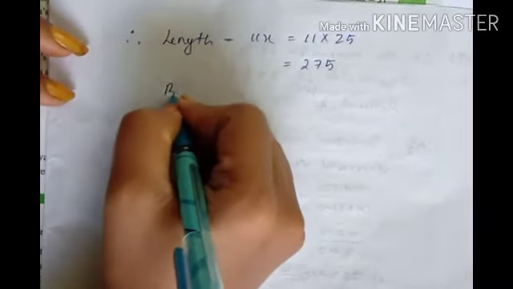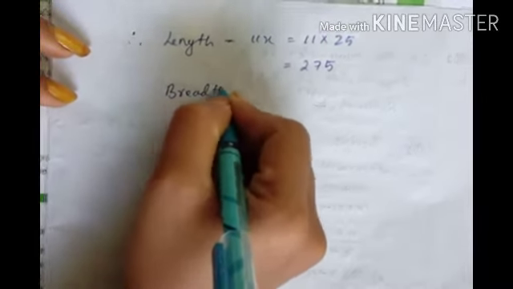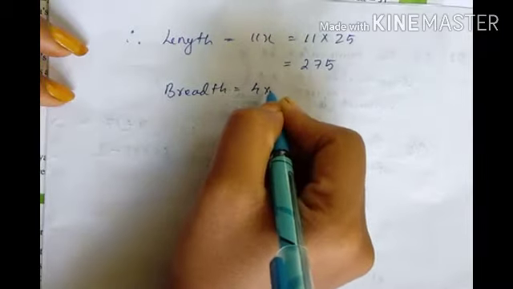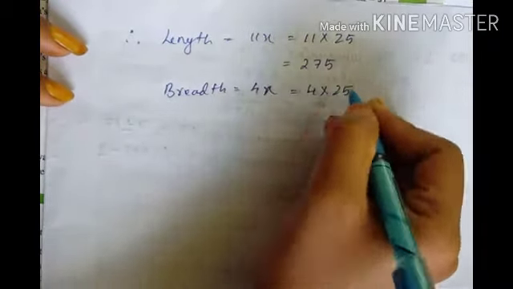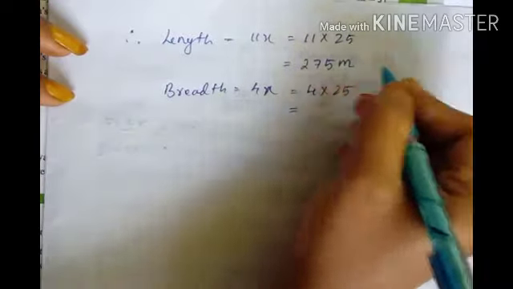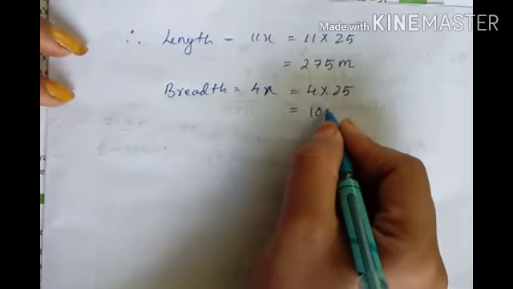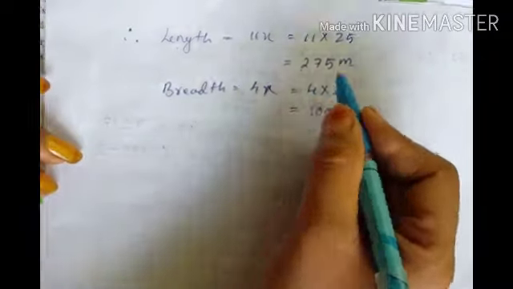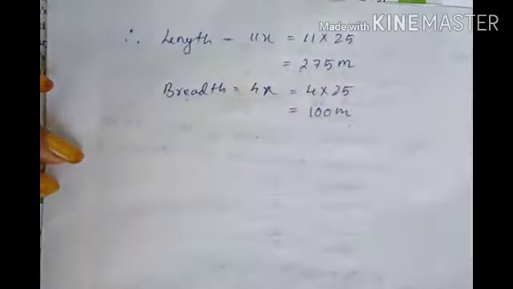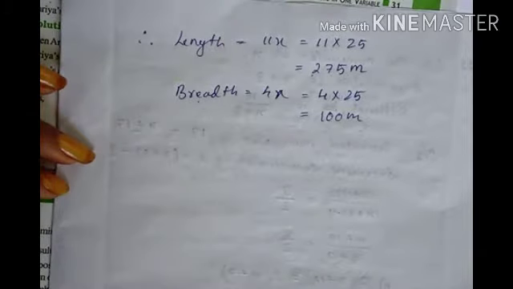Now for breadth, 4 into x, isn't it? That means 4 into 25. So this is meter. Now this also equal to 100 meter. That means their dimension, length equal to 275 meter and breadth equal to 100 meter. This is your answer. Now next question.